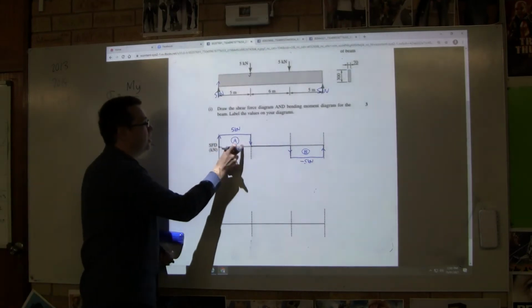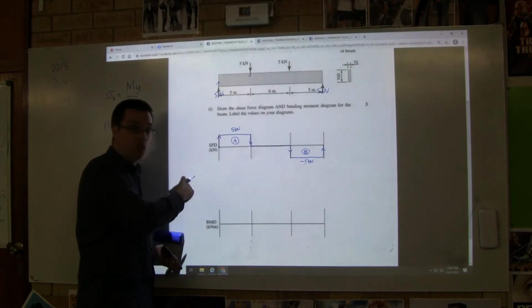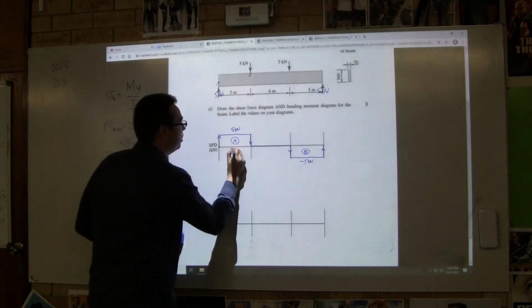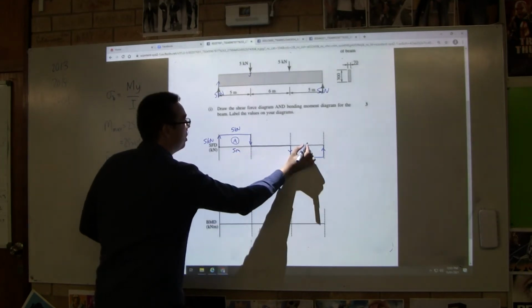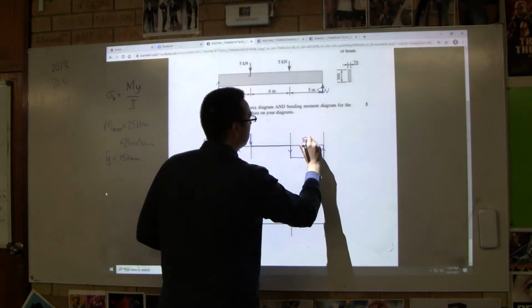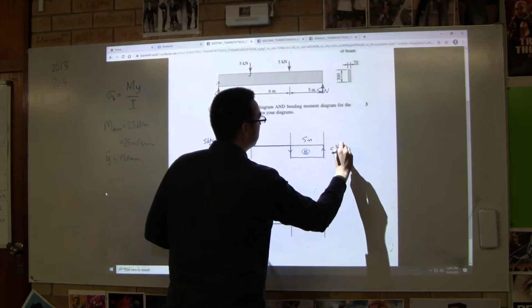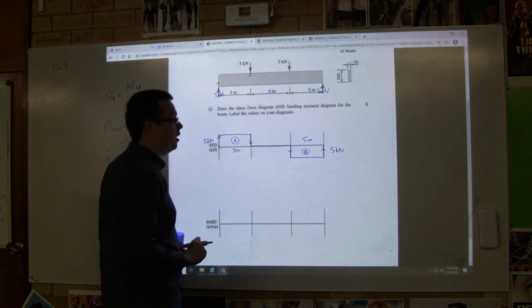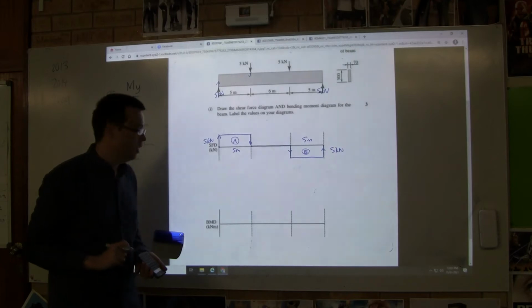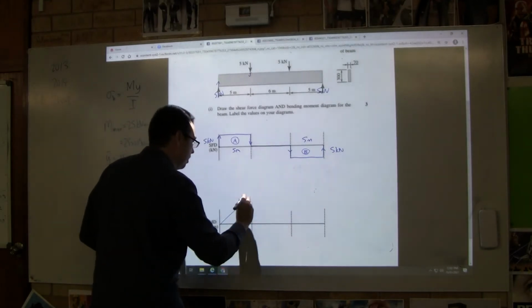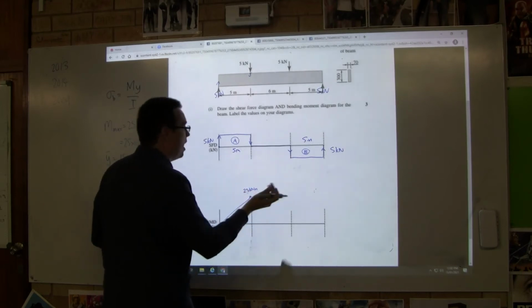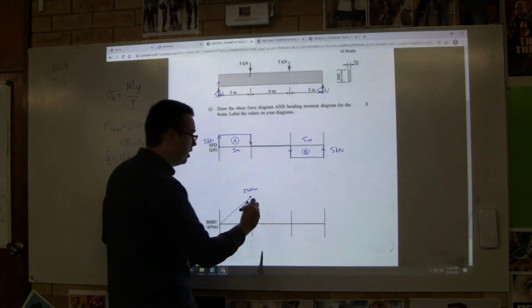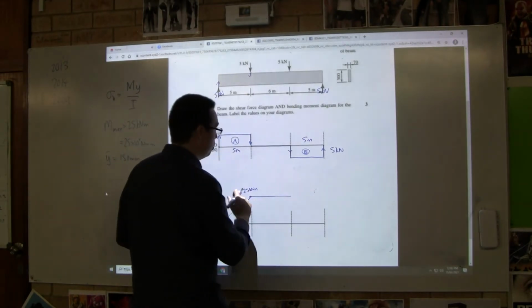So if I take this area, this block A, what's the area? It's 5 kilonewtons high, and it's 5 meters wide. So what's its area? 25 kilonewton meters. And then there's nothing here, so it just keeps on going. We don't add or subtract anything.